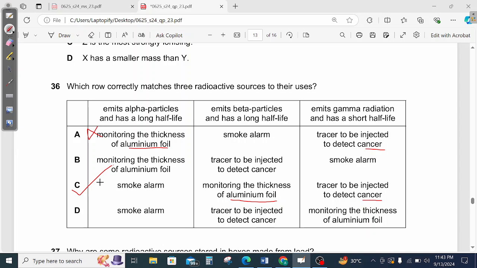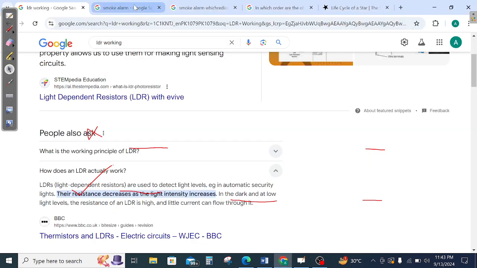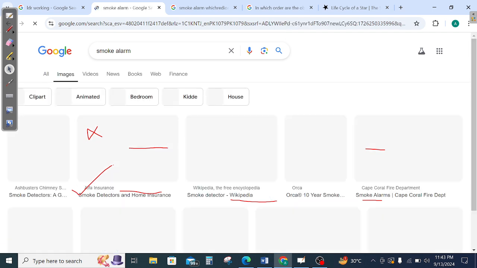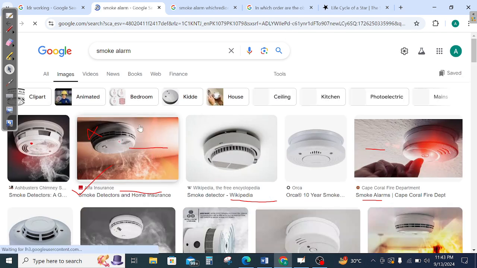Okay, smoke alarm, I will give you the hint here. Look on the Google. This is the smoke detector. The smoke detectors are mostly used in the kitchen.